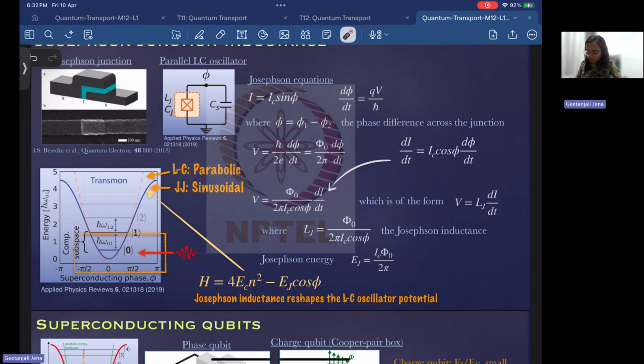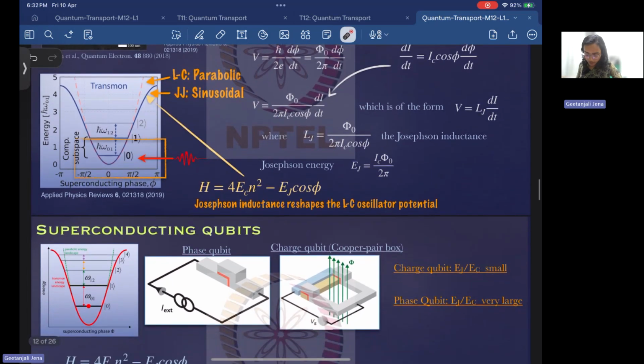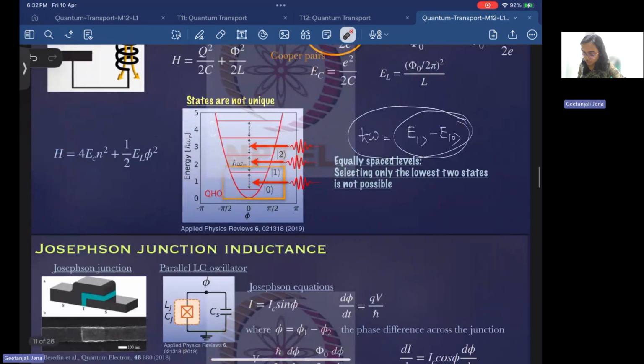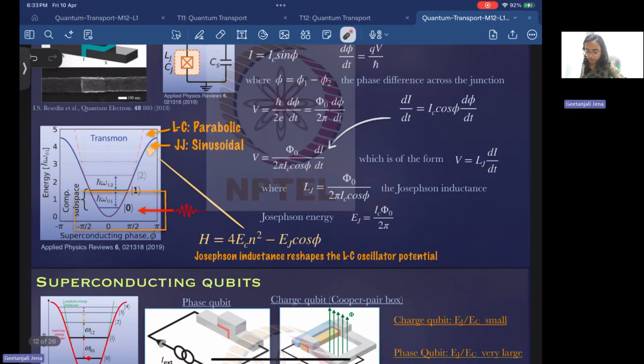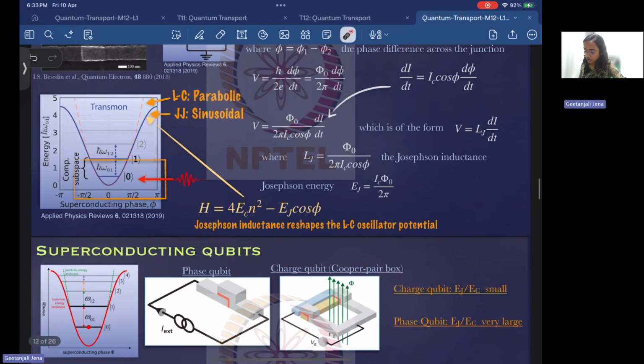Okay. So now we can rewrite our Hamiltonian in terms of this. Initially we have half EL phi square, where EL is this. Now L is this, so we can replace the L, and we have a Hamiltonian given by 4 Ec n square. The first term is the same, but the second term now depends on the phase difference across the junction. Okay. So what does this mean now?